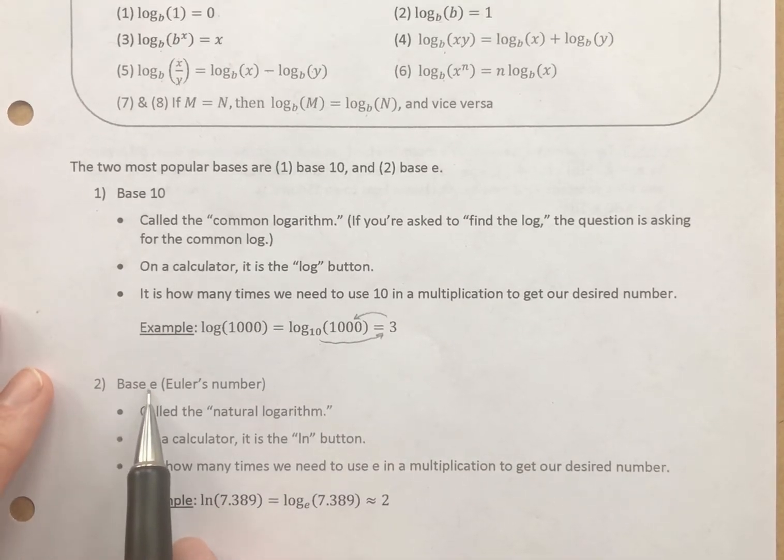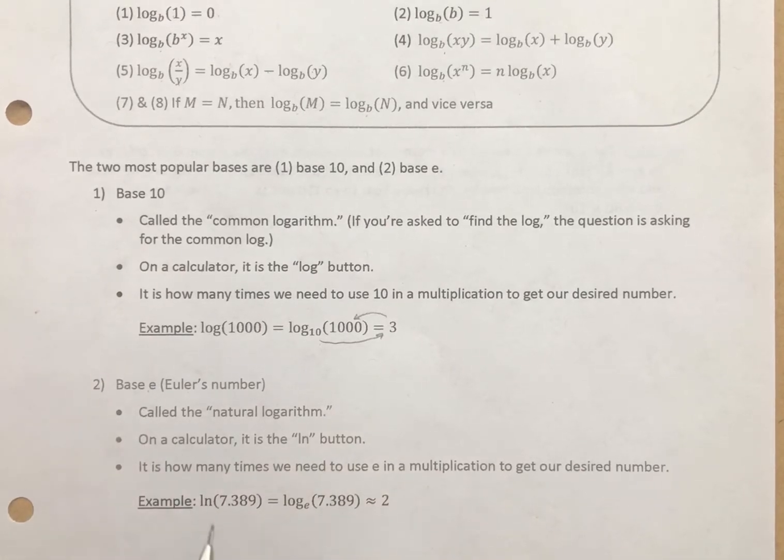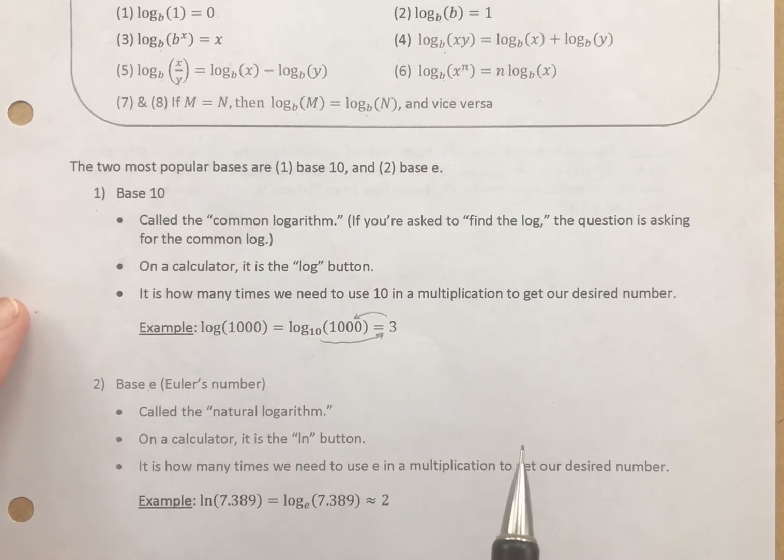And base e stands for Euler's number. He came up with the number e when he was doing compounding of interest, a financial application. e is 2.71828, and it goes on forever. It never repeats. It's an irrational number like pi. The base e log is called the natural logarithm.